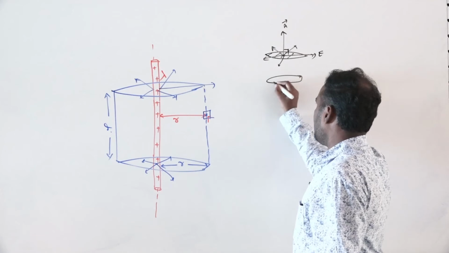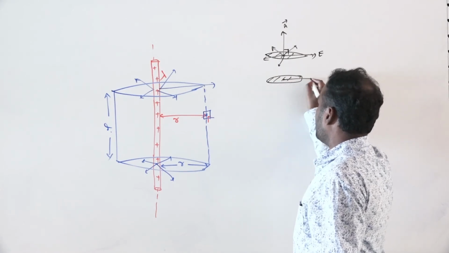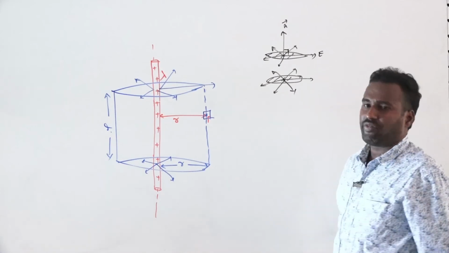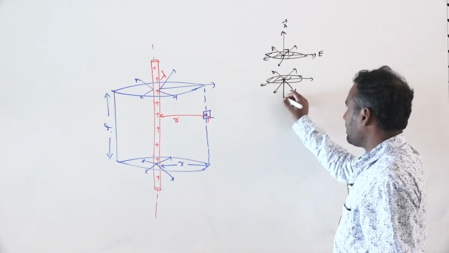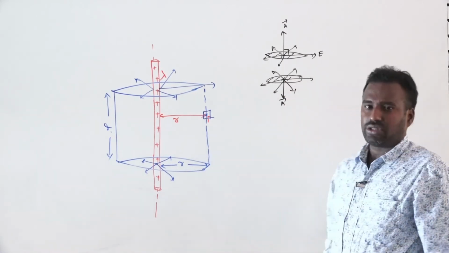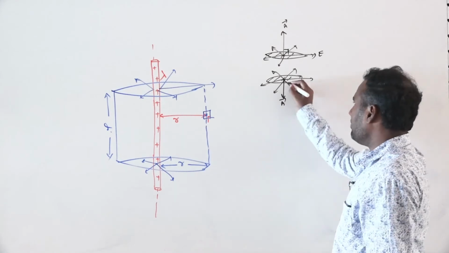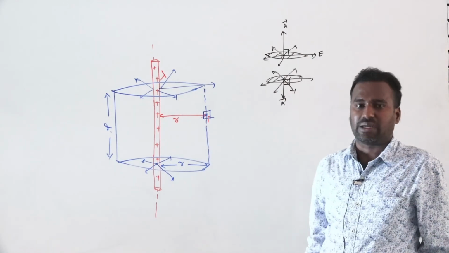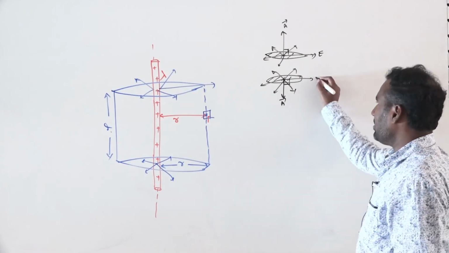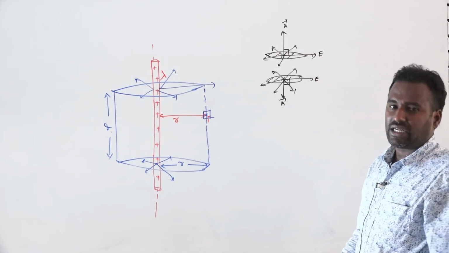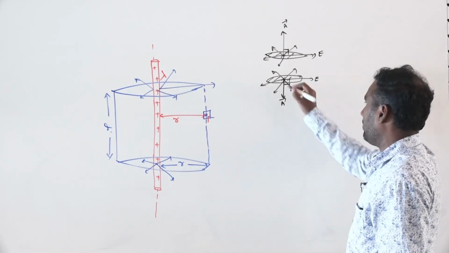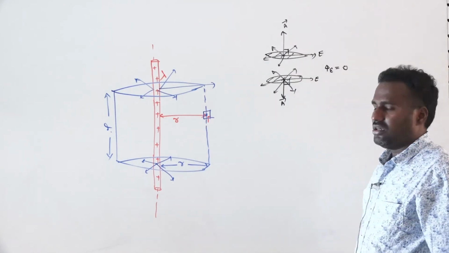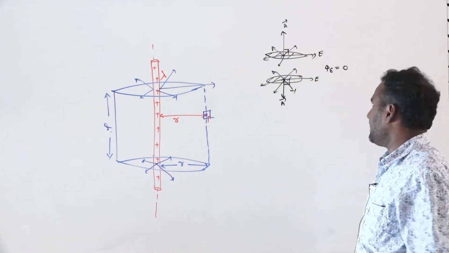At the bottom also, the direction of electric field lines is tangential to the surface and the area vector is downwards. So the electric field is tangential to the surface and the area vector is perpendicular. Then the angle between electric field and area vector is 90 degrees over here. So the electric flux due to the circular surfaces will be 0.